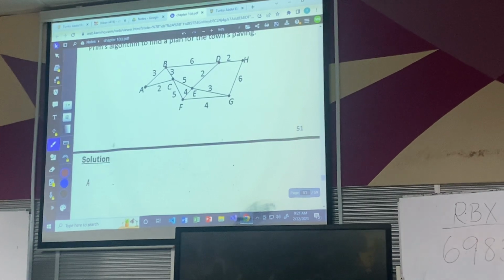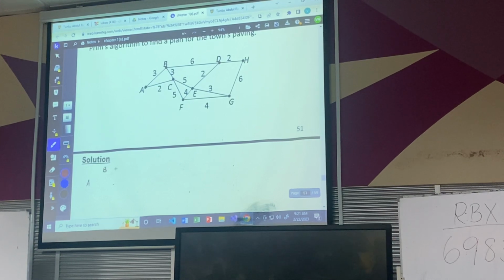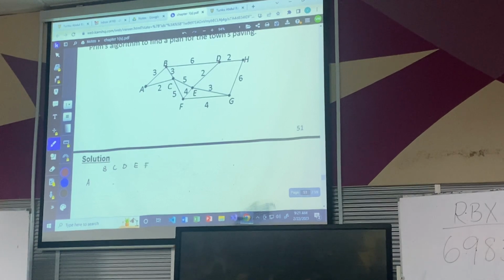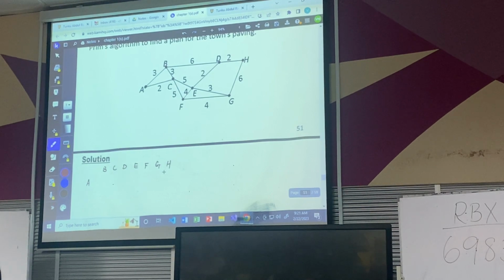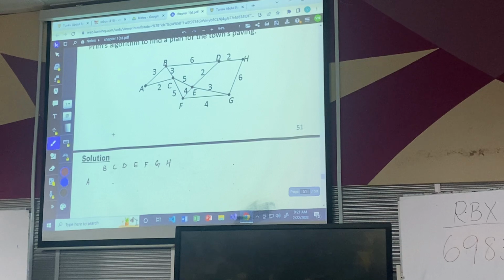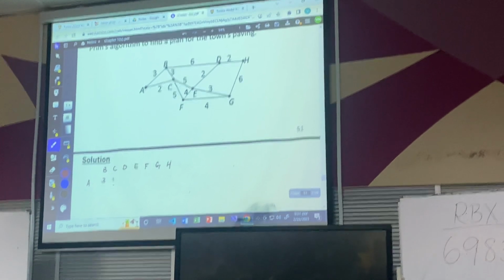Now, A, you have B, C, D, E, F, G, H, right? Now, if you don't want to write all, also never mind. You can just write whatever is connected to A. You can do it like that also. Okay, but later on you need to add. So A is connected to B and C. So B is 3, C is 2.